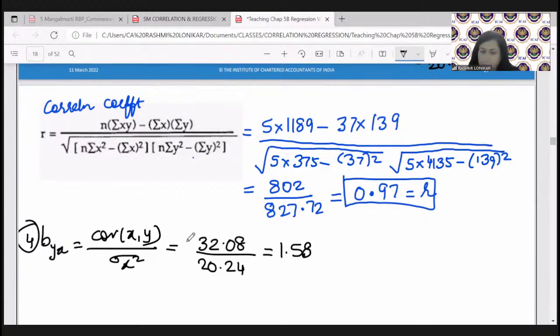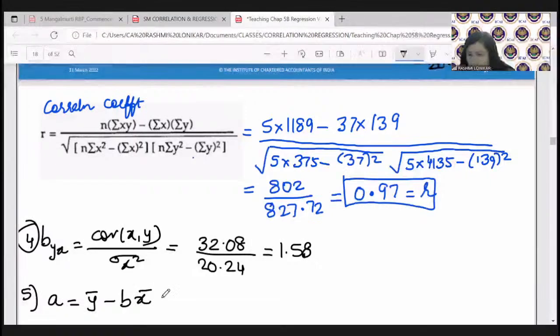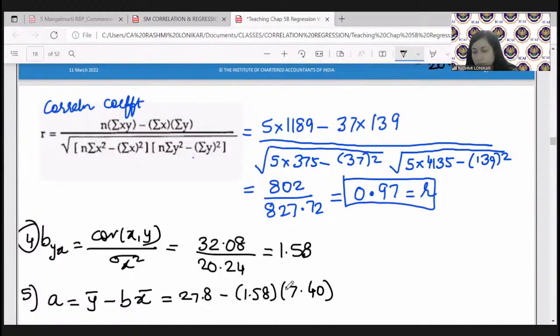Fifth step is finding A. A is equal to y bar minus b x bar. Y bar is 27.8 minus b, which we just now found out is 1.58, and x bar is 7.40. So 27.8 minus 1.58 into 7.40. When I solve this, I get 16.11. I have got the value of A. I have got the value of B.